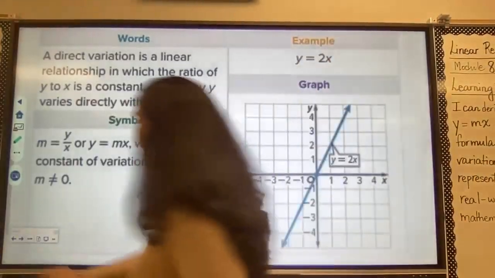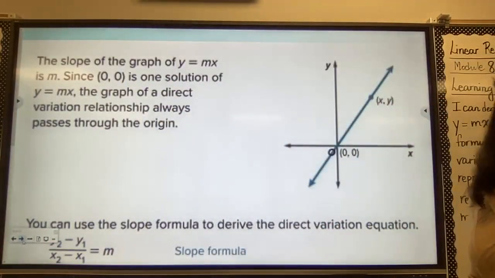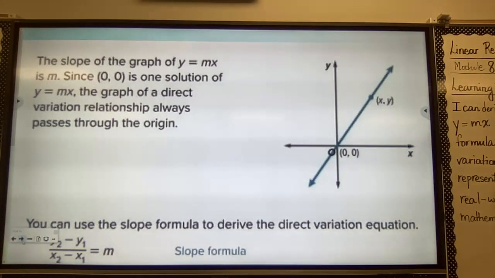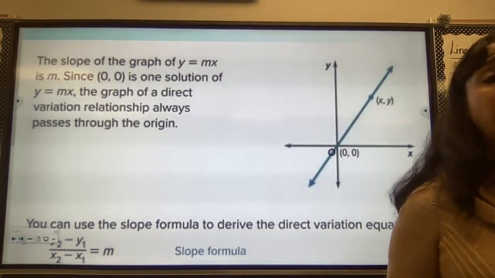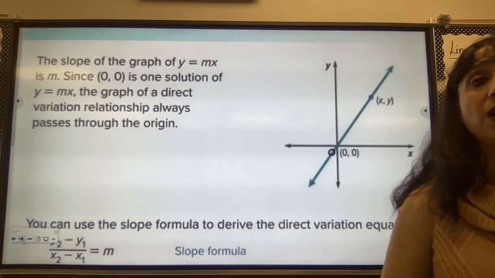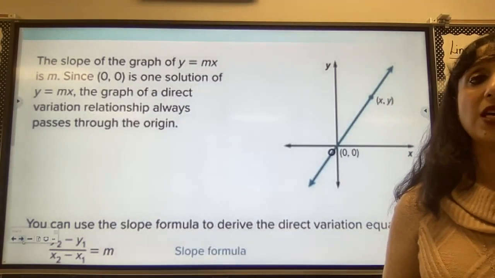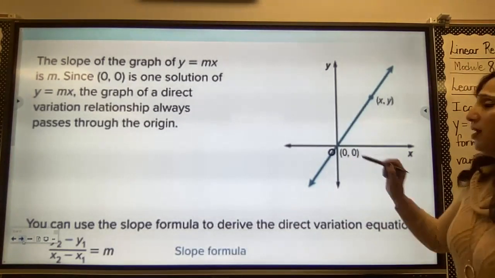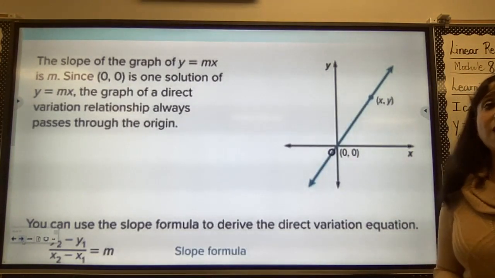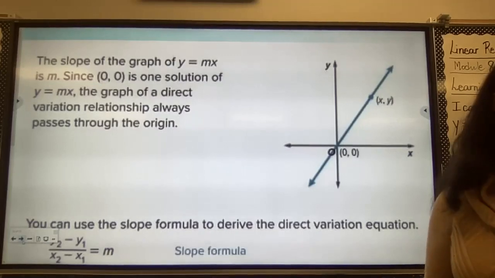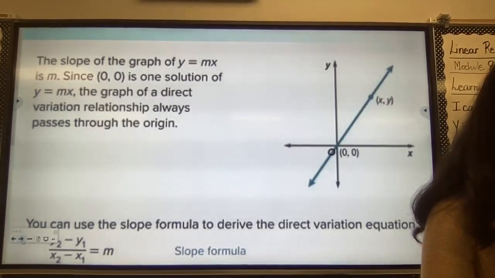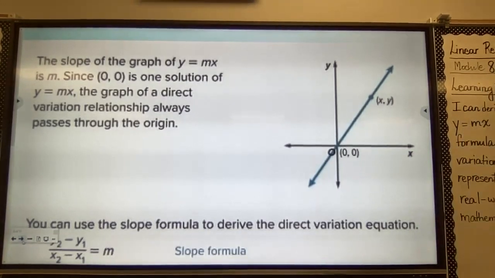Go ahead and look at the slope. The slope of the graph of y = mx is m. And we had talked about that just now, that m represents a lot of things and slope is one of them. Since (0, 0) is one solution over here, the graph of a direct variation relationship always passes through the origin. And that's what I was telling you in the earlier slide. You can use the slope formula to derive the direct variation equation.